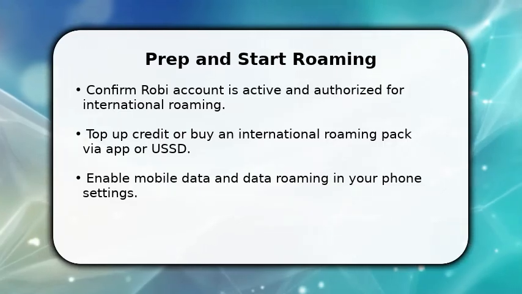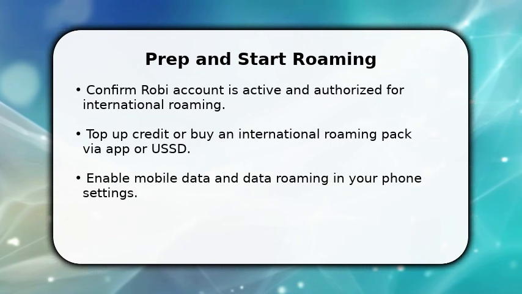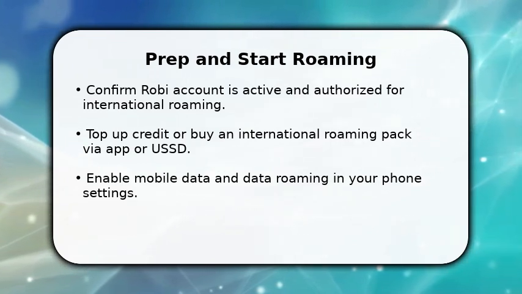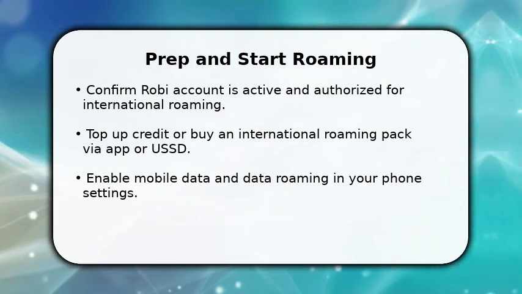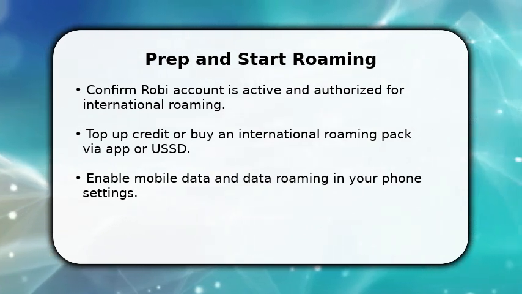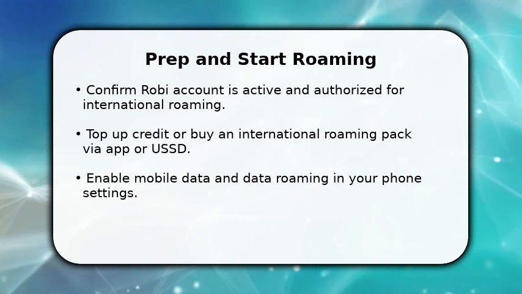You begin by confirming your Robi account is active and allowed for international roaming. Once done, top up or buy a roaming pack in the Robi app or with the USSD code. Make sure sufficient balance covers registration fees.